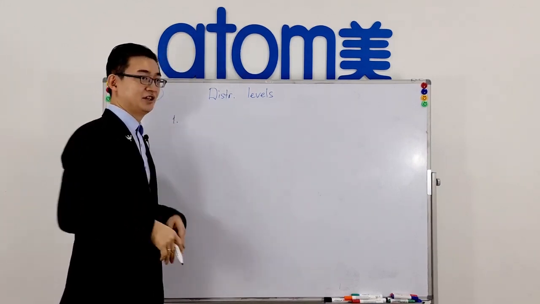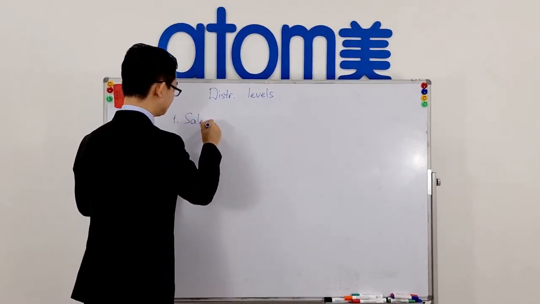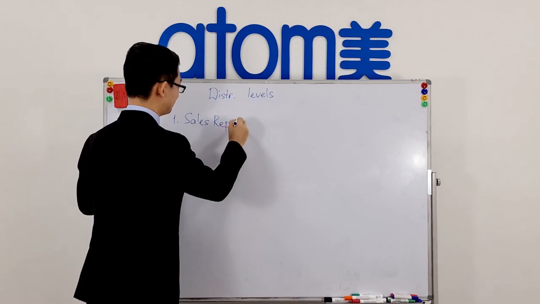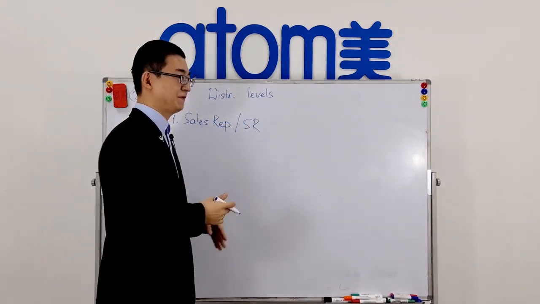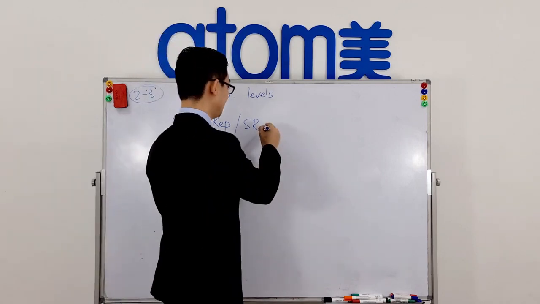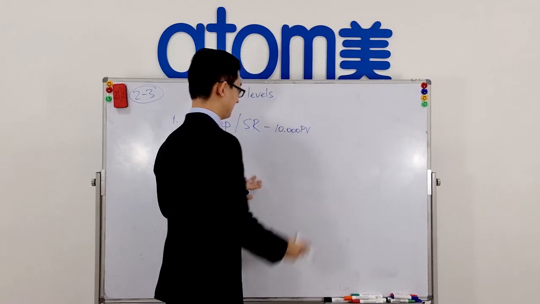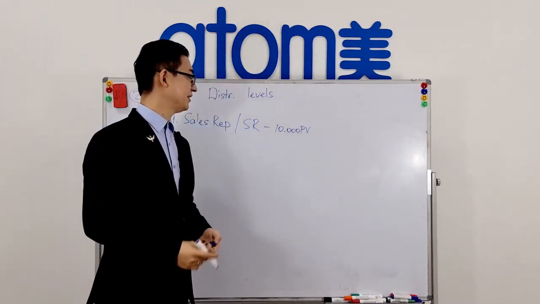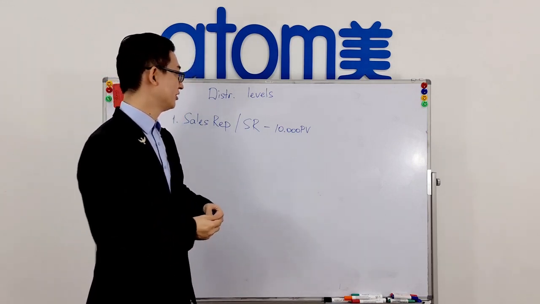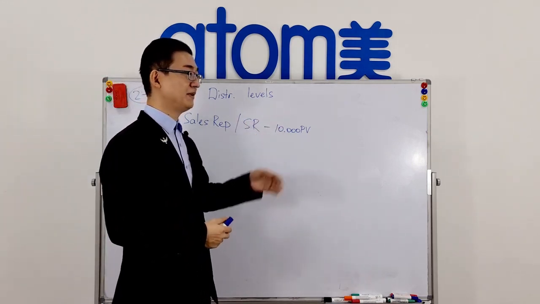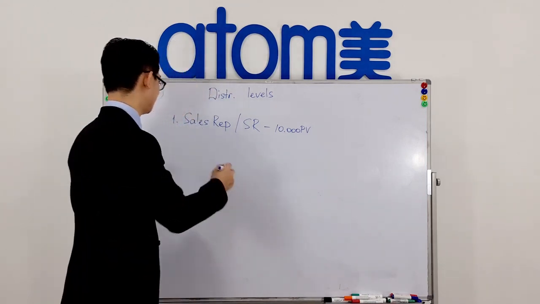So the first distribution level is called sales rep. So sales representative, or SR. And in order to achieve this level of distribution, you need to accumulate 10,000 PV. So 10,000 PV, some people say that this is like a business activation of your account. So any account that has 10,000 PV can grow into Imperial Master in time.